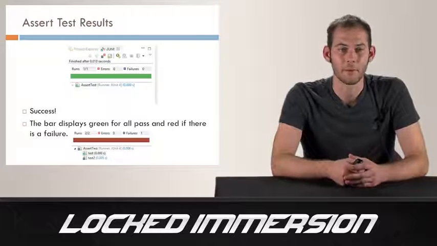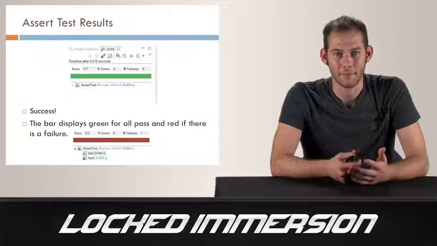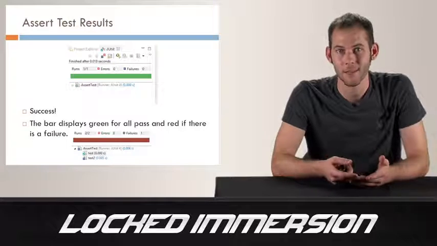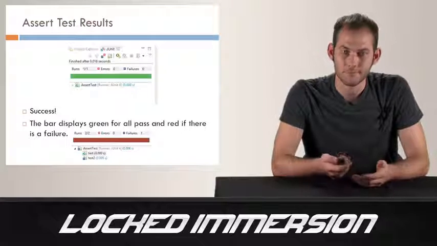And then I gave an example. I went back and broke it on purpose so we can get a red bar. As you see, I added a second test. First test passed, second test failed, and that resulted in a red bar.